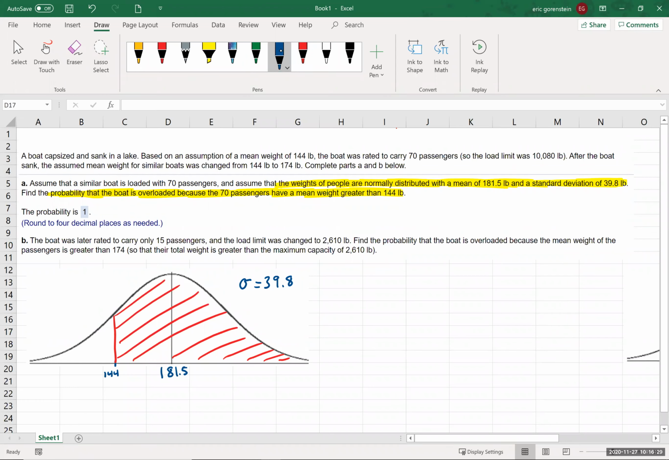And we're not looking at X values here. We're looking at X bar values. X bar is the sample mean. And we have 70 passengers. So n equals 70. And we want to know the probability they have a mean weight greater than 144. So we're looking for the probability that X bar is greater than 144. And so this probability is equal to this area.